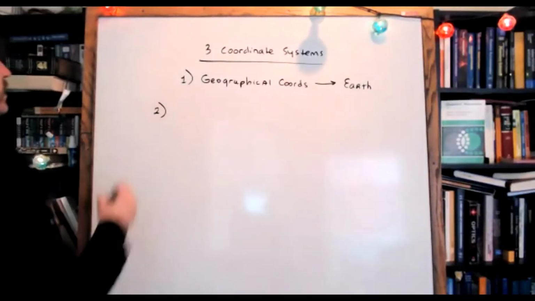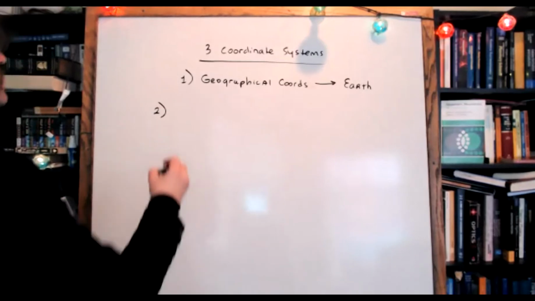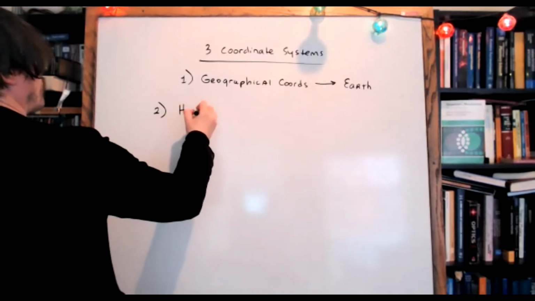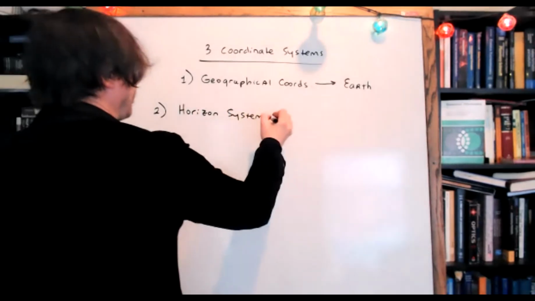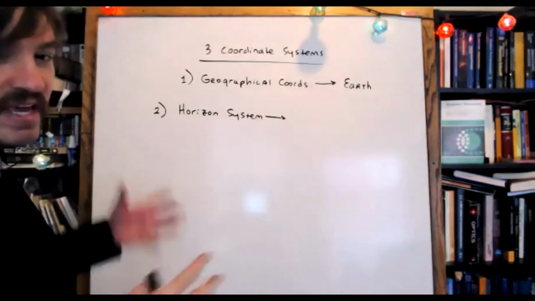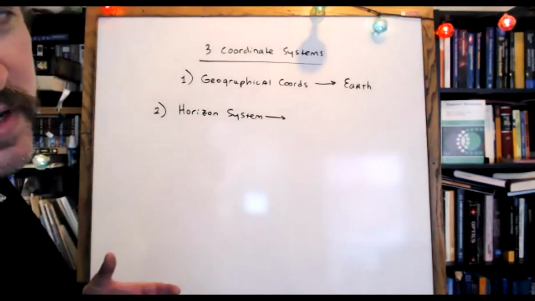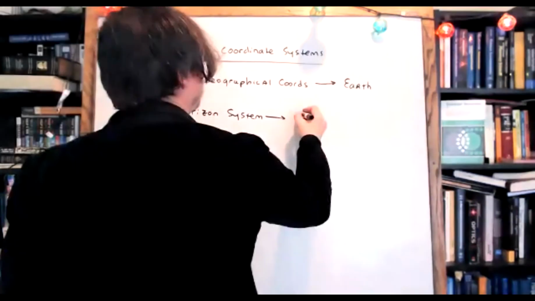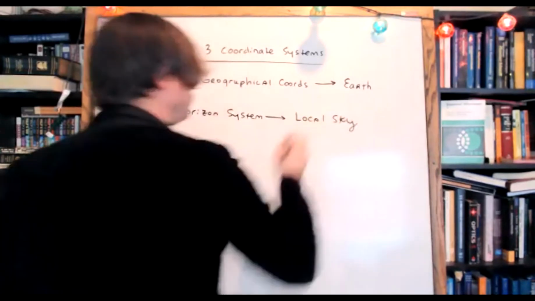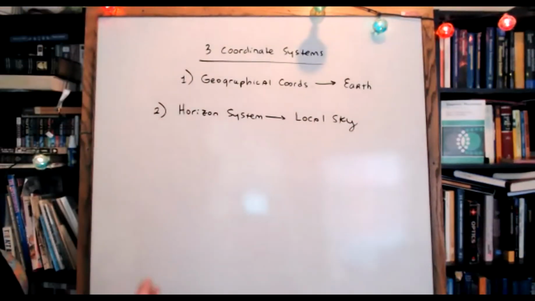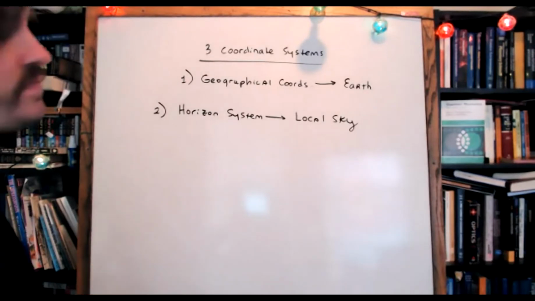Two, we're going to define a simple coordinate system called the horizon system. That's a kind of basic kids coordinate system to describe the position of stars on the local sky. That's good when you want to talk about stars rising and setting in your backyard.